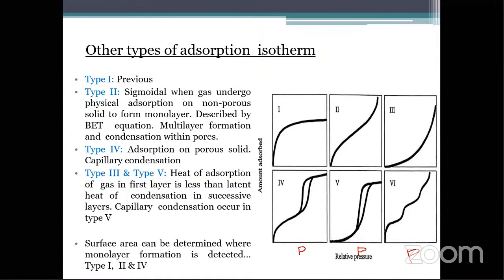A solid may be porous or non-porous. In the last class I already asked, between a plastic material and chalk, in which case adsorption will be more. Obviously in the case of a porous material, because the surface area is larger, the amount of gas adsorbed on the porous solid will also be more. So the sigmoidal shape of curve you will get in the case of a non-porous solid. See that curve, the first inflection point represents the formation of a monolayer.